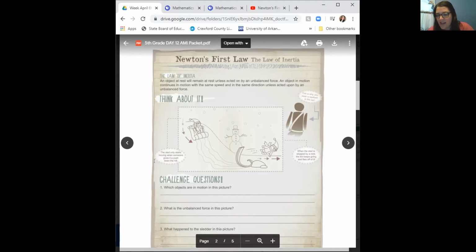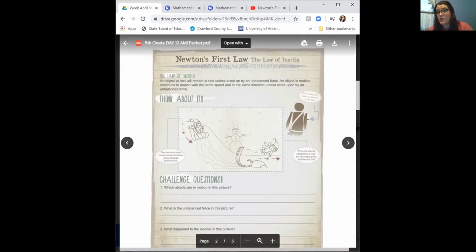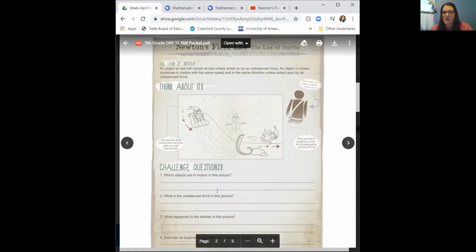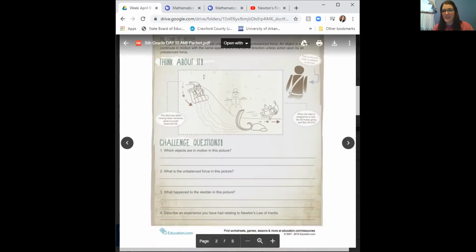Okay, and then at the bottom, over here, once he gets to the bottom of the hill, it says when the sled is stopped by a rock, the kid keeps going and flies off of it. And it adds, this is why we wear seatbelts in the car. So when the sled hits the rock, the boy keeps going. And then it gives you challenge questions. Which objects are in motion in the picture? So what object is moving in the picture? You can look here at the top of the hill.